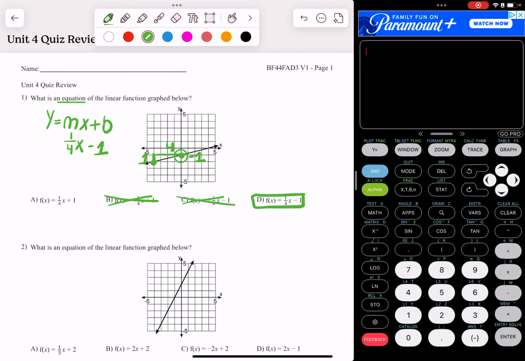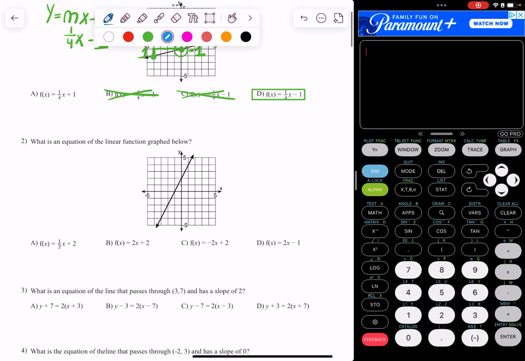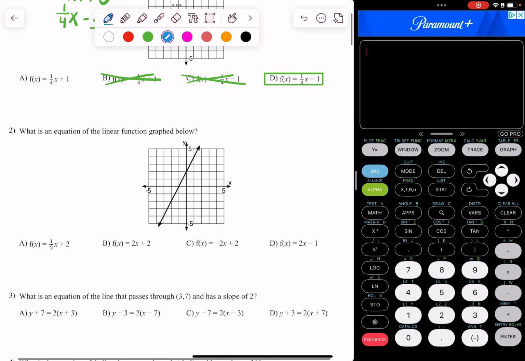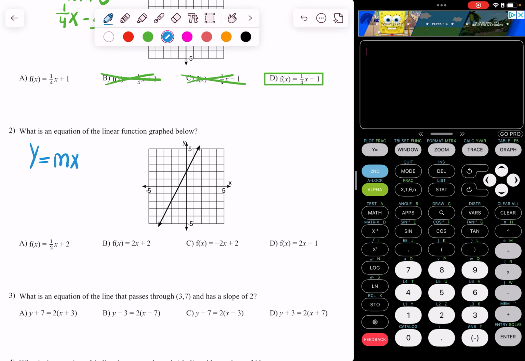I know that you guys see f of x there, but please remember that f of x means the same exact thing as y. Let's look at number 2. What is the equation, again, equation y equals mx plus b, of the linear function graphed below?